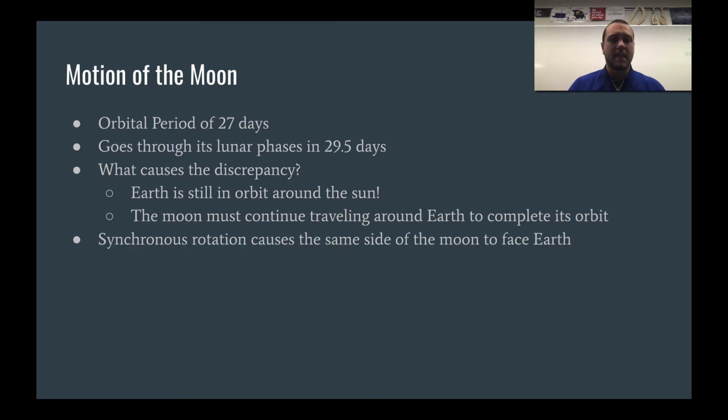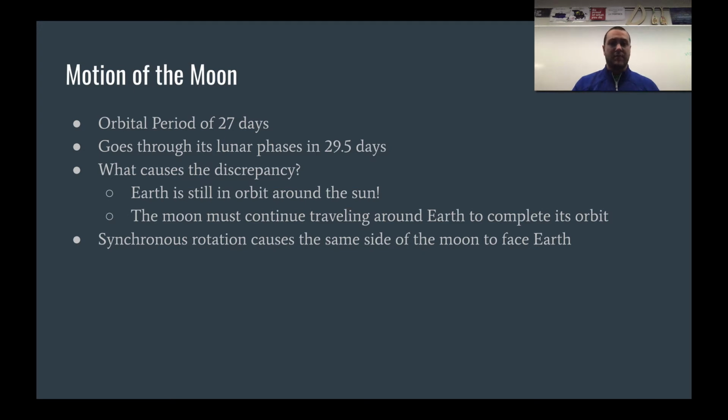Now, synchronous rotation is why we always get the same side of the moon facing the Earth. When you look up, you're always going to see the same face of the moon. That's because the moon rotates at the same rate that it's in orbit, which keeps that same face toward us. Picture on Earth, a day is the 24 hours it takes to spin on our axis. For the moon, the rate that it spins on its axis matches the rate that it's orbiting around the planet.